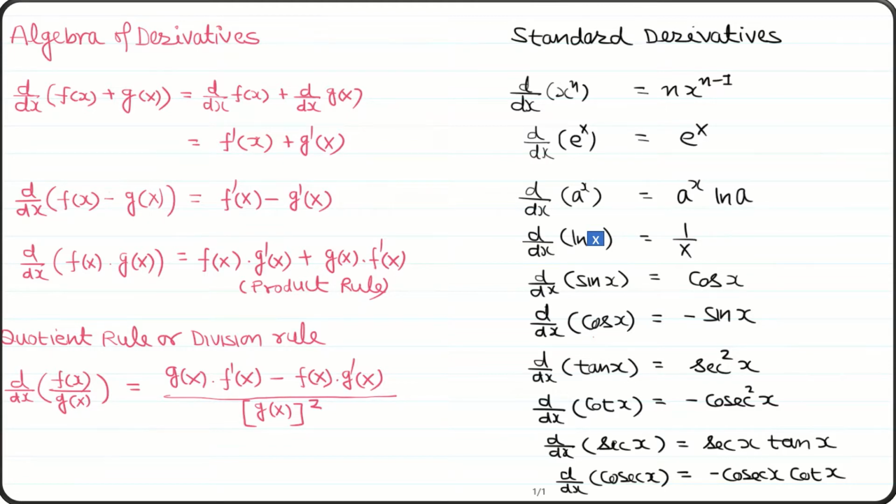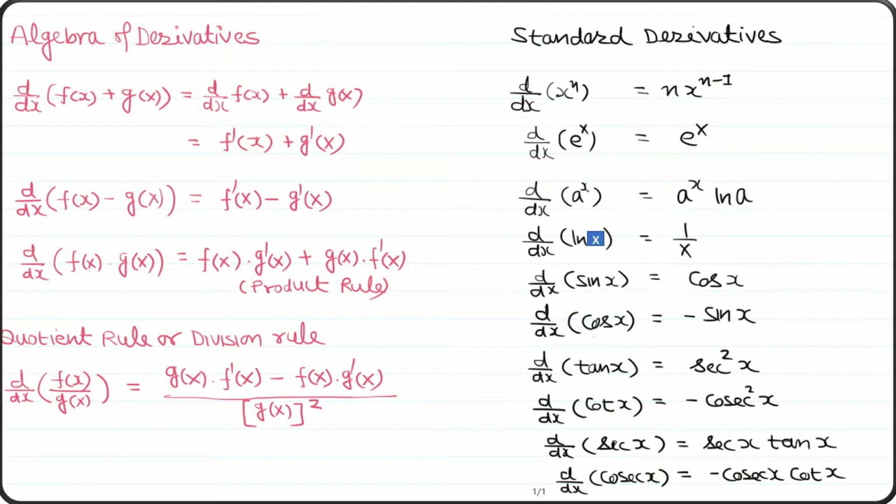When a function is in the rational form, we use the quotient rule or division rule. And the rule is denominator into derivative of numerator minus numerator into derivative of denominator, whole upon denominator square. Now let's have a look at some of the standard derivatives. The derivative of x raised to the power n is n x raised to the power n minus 1. This is also called the power rule.